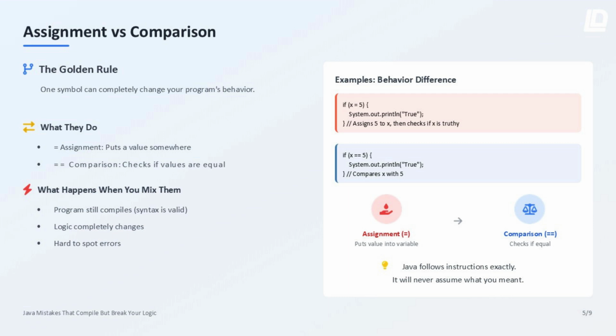Sometimes, a single symbol can completely change how your program behaves. In Java, assignment and comparison are not the same thing. if (x = 5) System.out.println(true). Here, the variable x is being assigned the value 5 instead of being compared to it. This changes the value of x and breaks the logic of the condition. What you actually want is comparison. if (x == 5) System.out.println(true). Java will never assume your intention. It follows your instructions exactly as written.